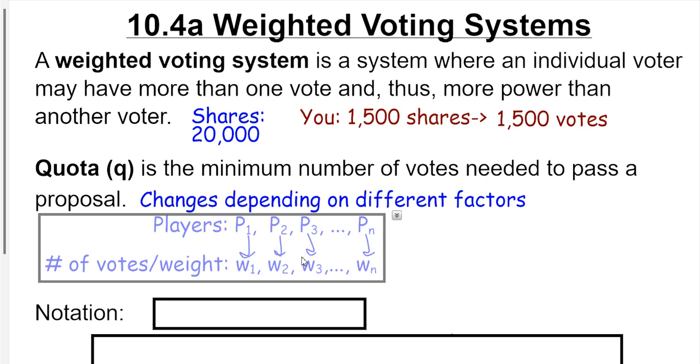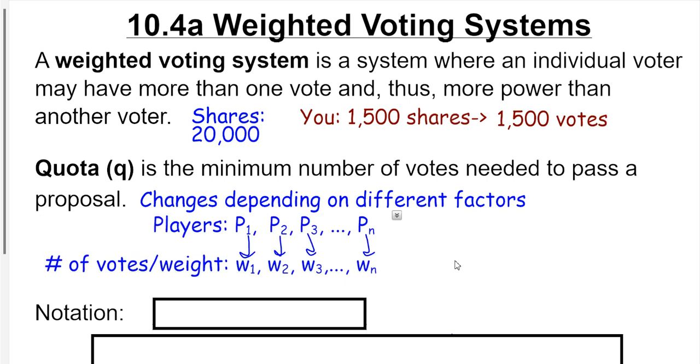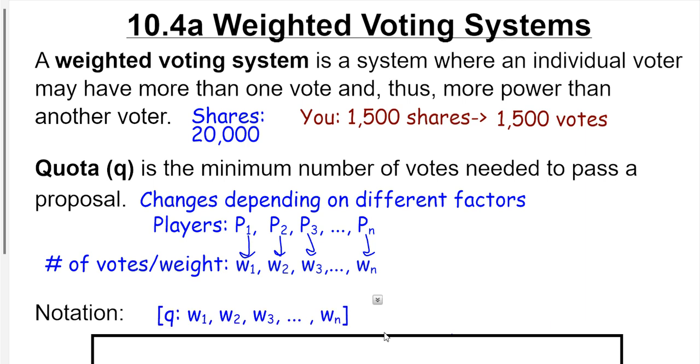Okay, so just a note on how these systems are going to be drawn. Normally, we're going to have different players in the system. So P1 would be the first player, generally has weight 1. Player 2, P sub 2, would have weight 2, and so on. They'll put numbers there. They're not all variables. So in notation, for a system showing what weight people have and what the quota is, it would look like this.